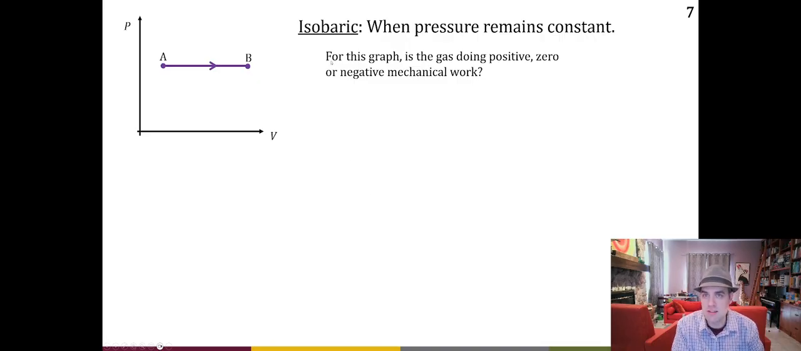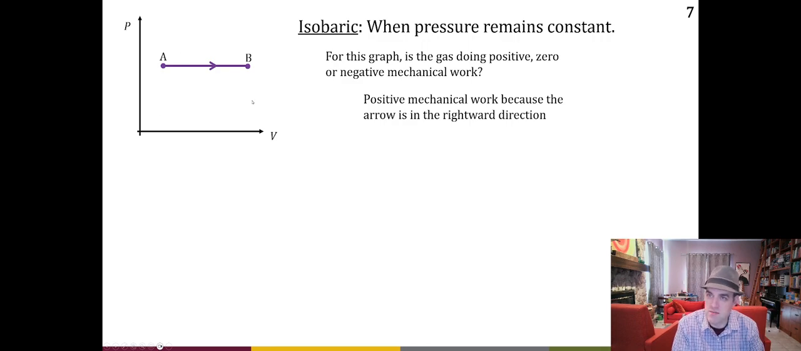So this first one is called a very fancy, sciencey term, isobaric. Right? This is when the pressure remains constant. So for this graph, is this doing positive work, zero work, or negative mechanical work? Well, the arrow is in the rightward direction, so that means it's doing positive mechanical work.